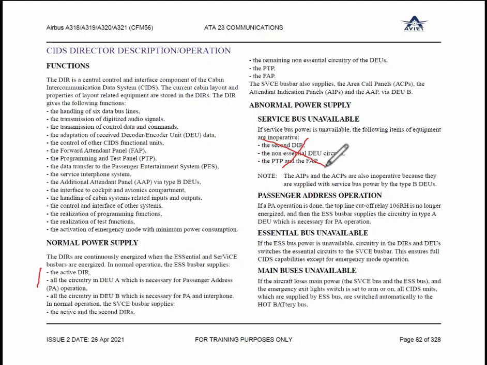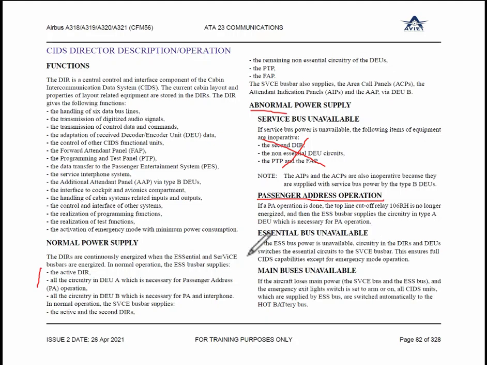Non-essential will not be powered. They lost. You lost them. Second director, non-essential DUA, PTP, FAP, they are not necessary for operation. So they will not be powered. You will save the power. Correct? And the PA system will be available. Passenger address system will be available in emergency condition or abnormal condition. We'll see how it is available.